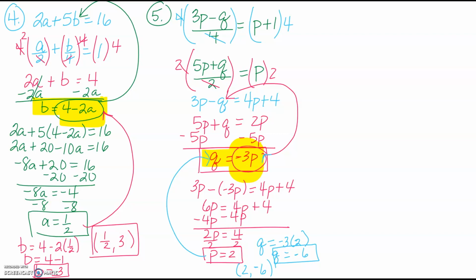Okay, let's try one more together. Number 6. A plus B plus C equals 62. Let me fix my 62. I don't like how it looks. Then you're given A equals 2C minus 5. And you're given B equals 3C minus 5.